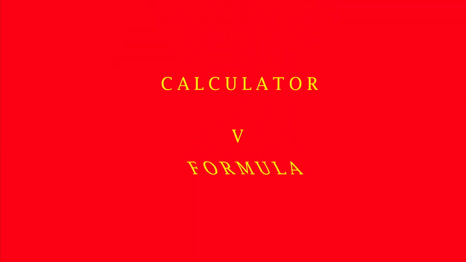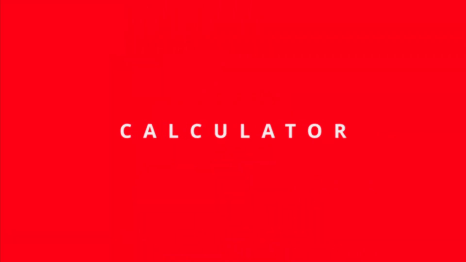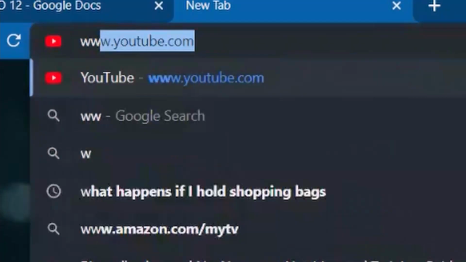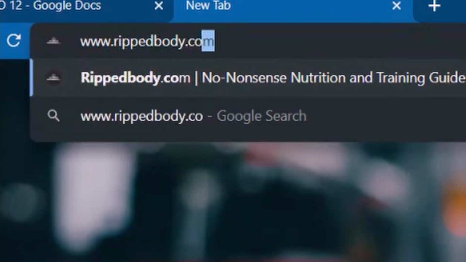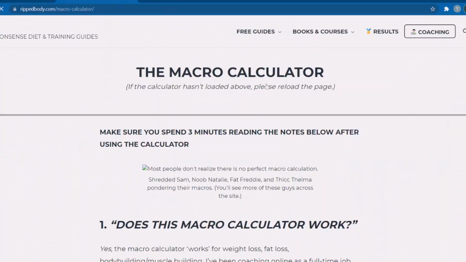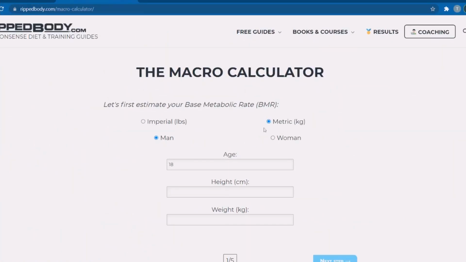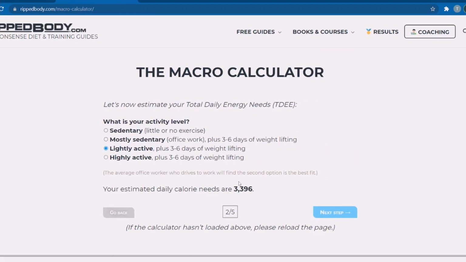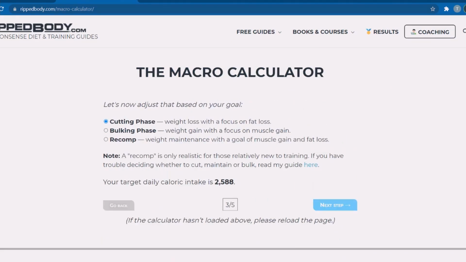There are actually 2 main ways to calculate calorie intake in the day: calculator or formula. I'm going to show you how to do both. I'm starting with the calculator, the common classic one. Go to rippedbody.com and enter in all of your information. This will configure your calories depending on whether you cut, bulk or recomp. As this video is about cutting, I will select cut.